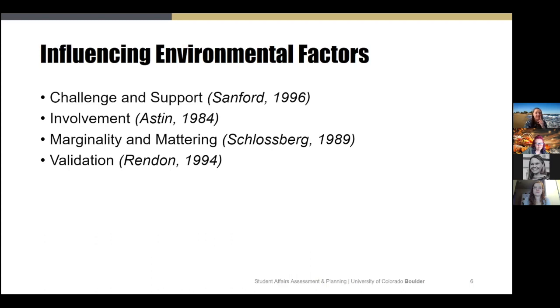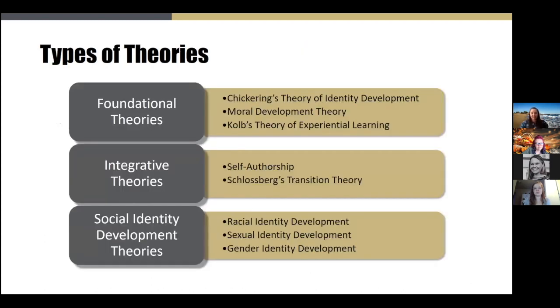So let's dive into some of the types of theories before we get into using them to actually develop a framework. So when we think about student development theory, we kind of break it down very roughly into these three groups, these three types. It is continuing to evolve, but it generally falls into one of these three areas. So we start out with these foundational theories. And so this is Chickering's theory of identity development, moral development theory, Kolb's theory of experiential learning. If you've heard of any of these theories, if you want to drop the names of the ones you've heard in the chat, just to give me some perspective, that would be great.